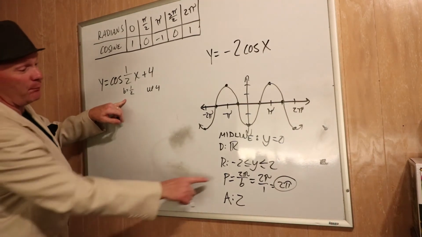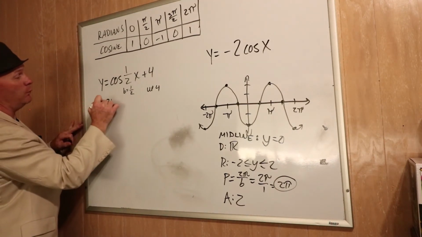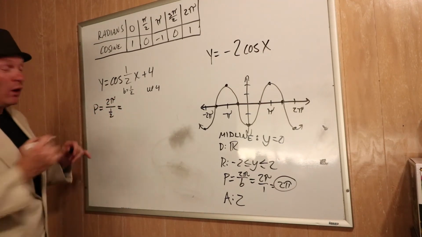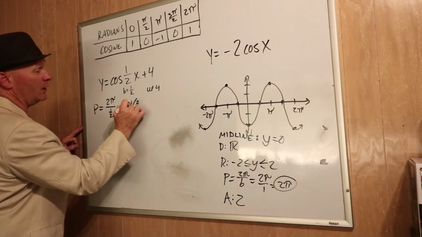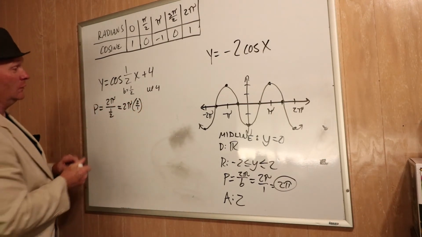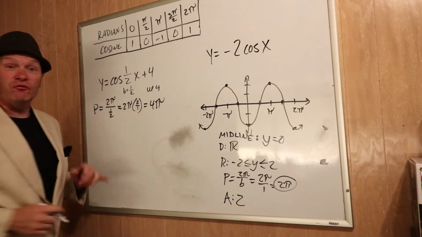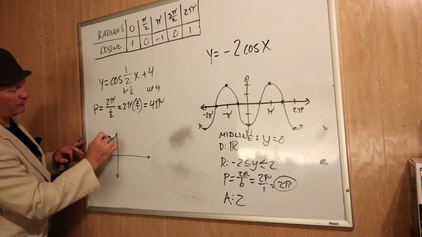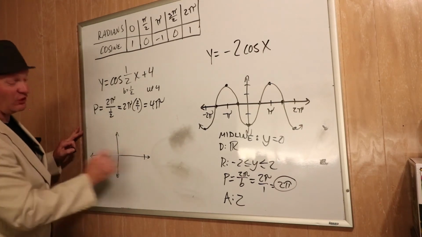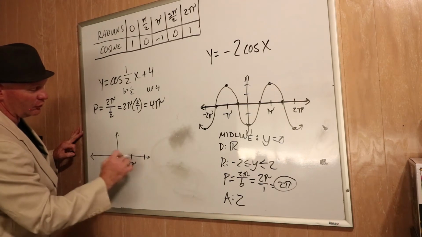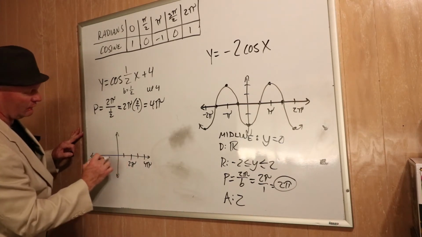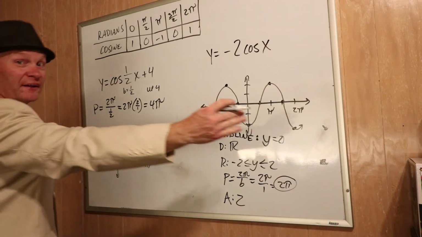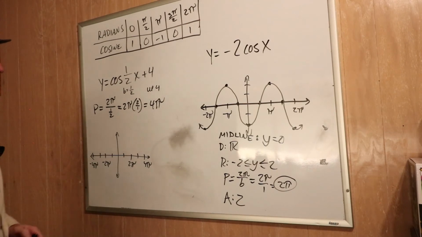Okay, we need to figure out the period. So the period will be 2 pi divided by 1/2. Remember, divide by 1/2 is the same as multiplying by the reciprocal. So our period on this one is 4 pi. Some of you figured out last week you can kind of cheat a little bit and just change the scale on your x-axis. So instead of making my graph wider, I just changed the scale. It's a good way to kind of cheat it.